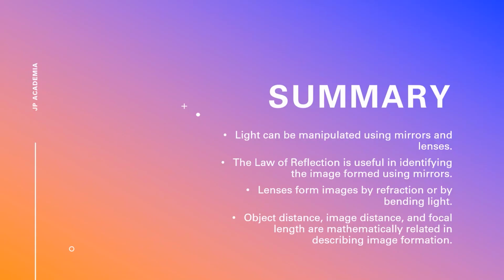Okay, in summary, light can be manipulated using mirrors and lenses. The law of reflection is useful in identifying the image formed using mirrors. Lenses form images by refraction or by bending the light. Object distance, image distance, and focal length are mathematically related in describing image formation.